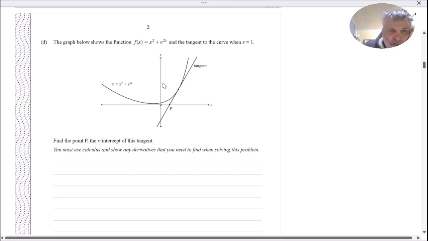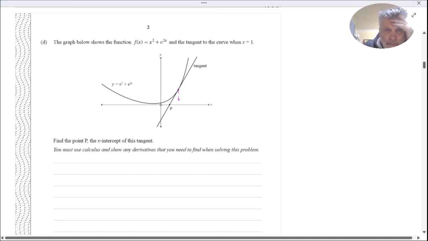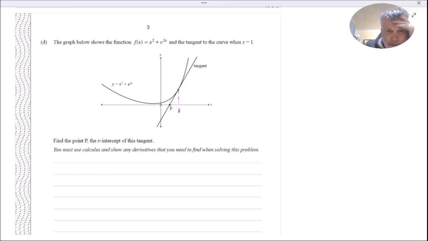The graph below shows the function f of x equals x squared plus e to the power of 2x and the tangent to the curve when x equals 1. So we've got point 1 here. Find the point P. So we want to find this point P, the x-intercept of this tangent. To do that, we can use calculus. So we can find the gradient.